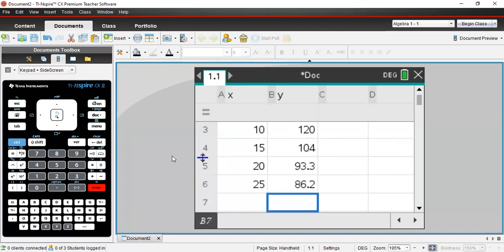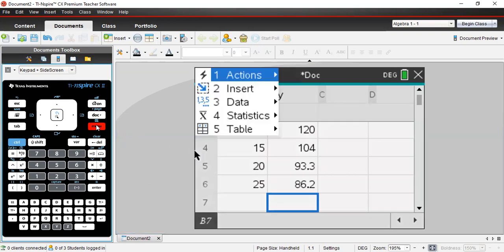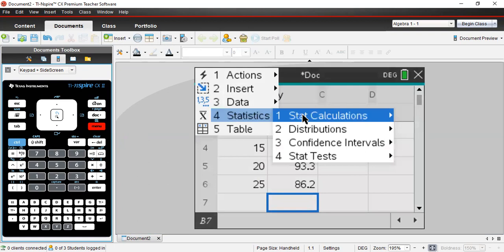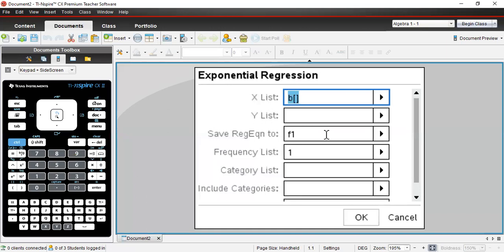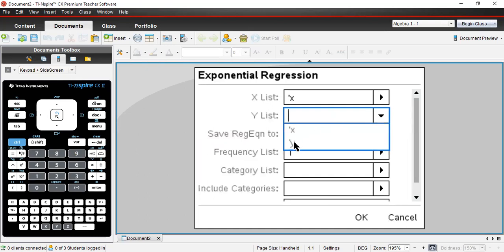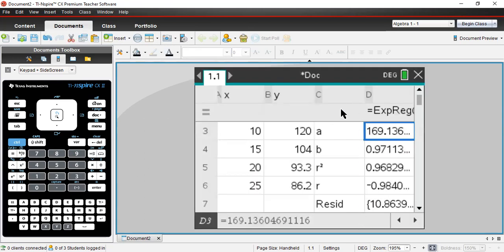Now, what we're going to do from here is use the menu, go to statistics, go to stat calculations, and then all the way down to letter A for exponential. This is just asking, where did you put the X values? I put them in the column with the X at the top. Where did you put the Y values? I put them in the column with the Y at the top. Pay attention to this F1. Once we click OK, it's going to take the data, create a function, and store it into F1. So we're going to press OK, and this is what we got.